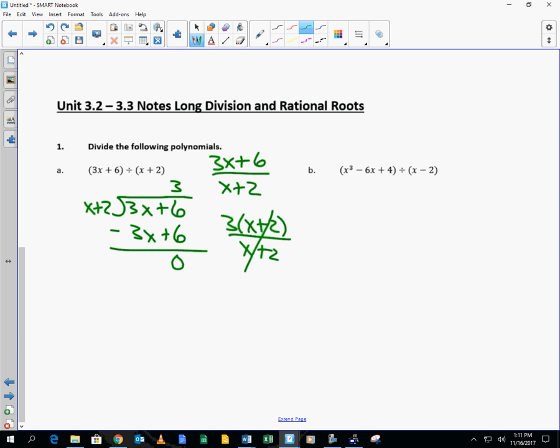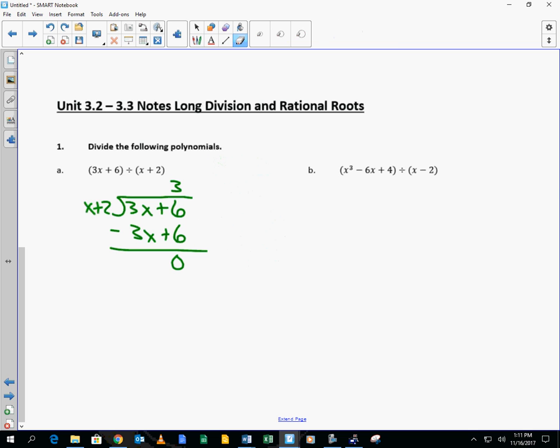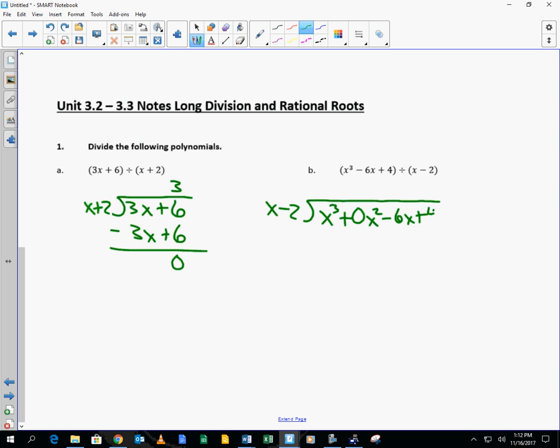But the fact is that sometimes it's very difficult to see if things factor off and whether or not they cancel. Like example B, we have x to the third minus 6x plus 4 divided by x minus 2. Now in this situation, I take the x minus 2, I'm going to use my long division and divide it in. I have x cubed, then what? 0x squared.